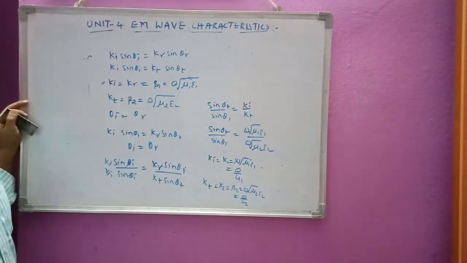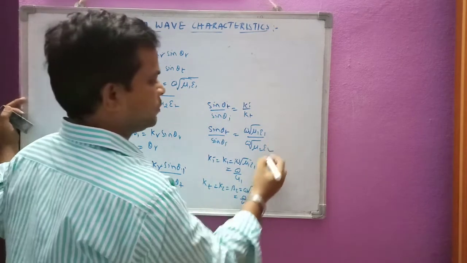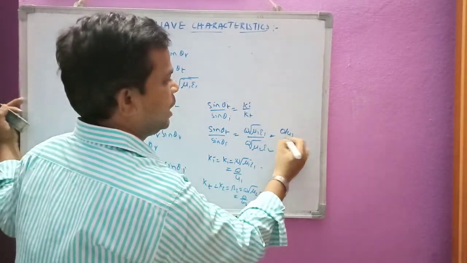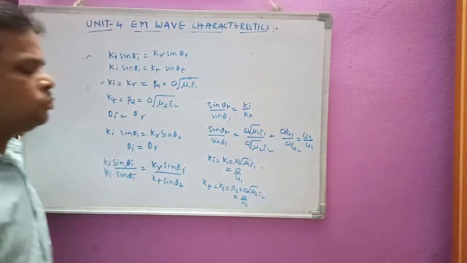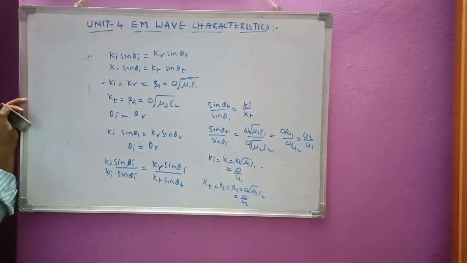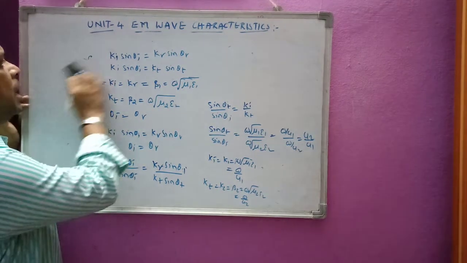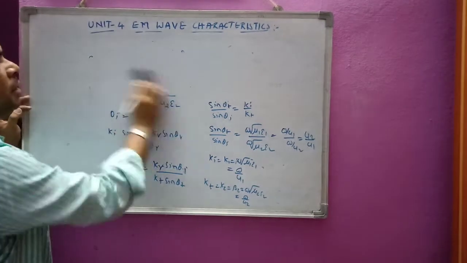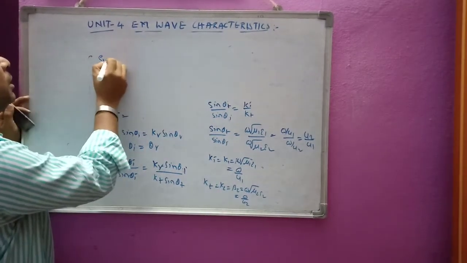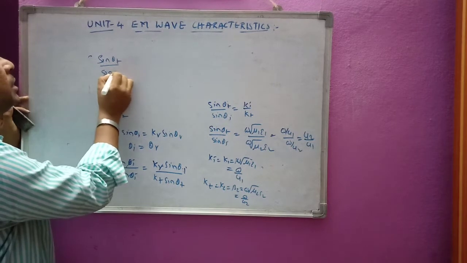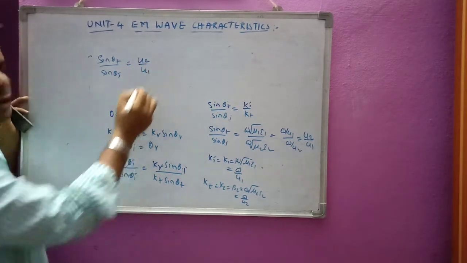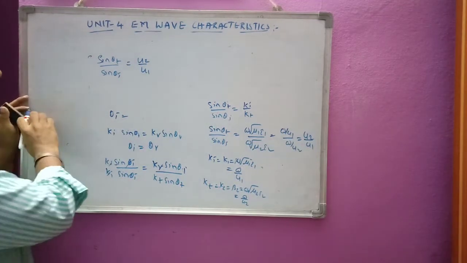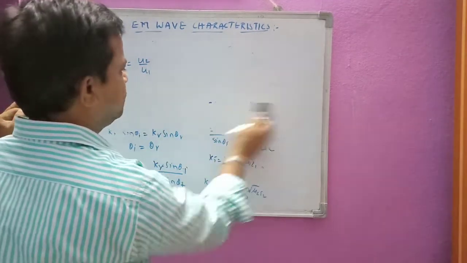Omega by u1 and omega by u2, here I can write as u2 by u1. That is, u1 and u2 are the velocities of medium 1 and medium 2. Now I can write the equation as sin theta t by sin theta i as u2 by u1. Now from Snell's law, I am going to use Snell's law here.